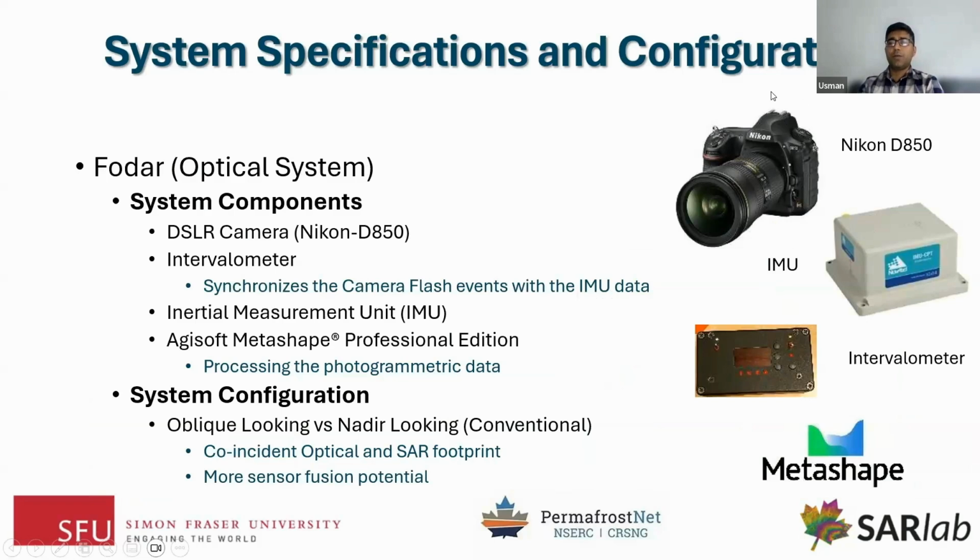Another difference of our system from conventional photogrammetry is that we are looking at an angle, and that is mainly to enhance the coincident optical and SAR footprint, because SAR is by default an oblique-looking sensor. So we are operating our photogrammetry system in an oblique configuration as well, so that we have more coincident swaths of the SAR and optical system, and this gives us additional fusion potential. We don't have to do additional flying to cover the radar swath with the optical system.